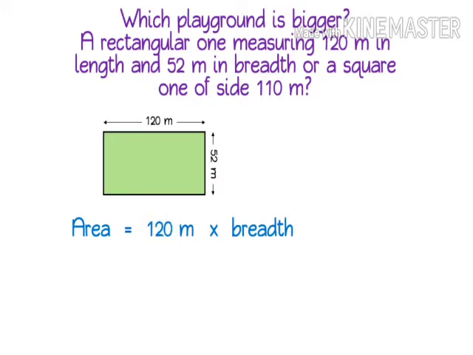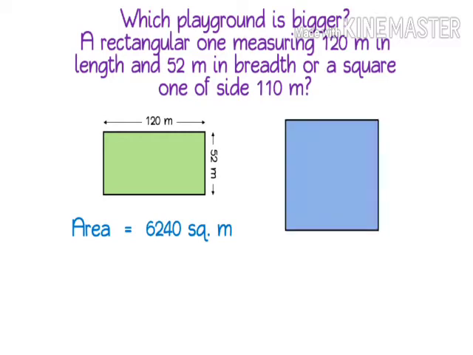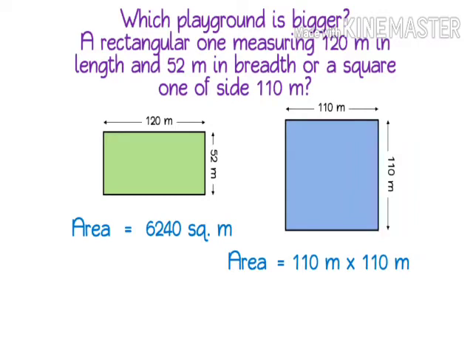We put in the length, that is 120 meters, and breadth, that is 52 meters, and multiply to get the area. The area of the rectangular ground is 6,240 square meters. Now, let us consider the area of the square ground. It has a side of 110 meters. The area of the square ground is side into side. We put in the values, that is 110 meters into 110 meters, and find the area.